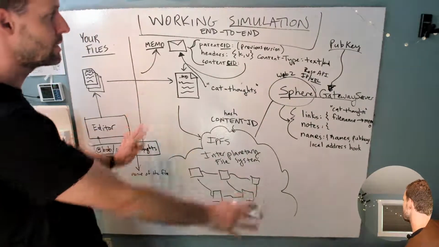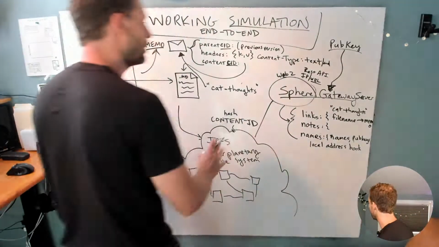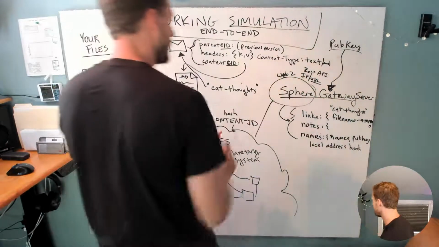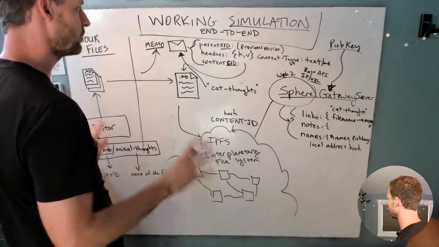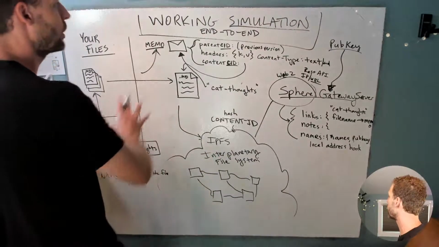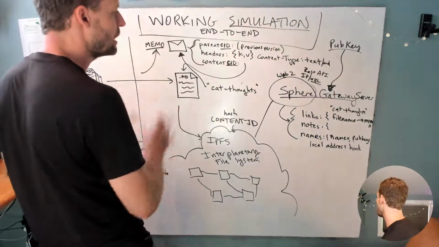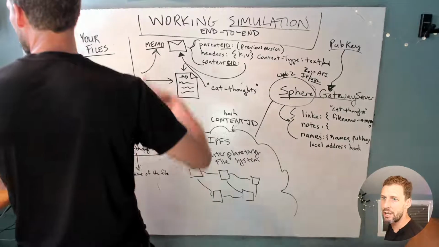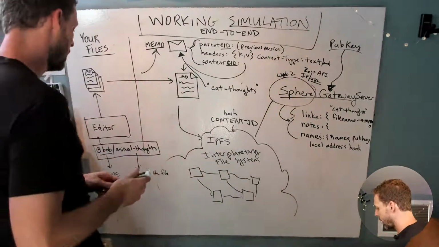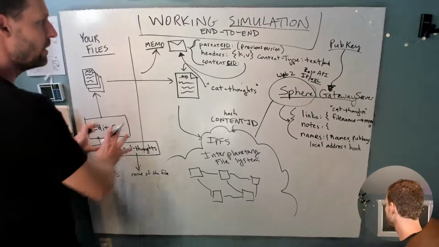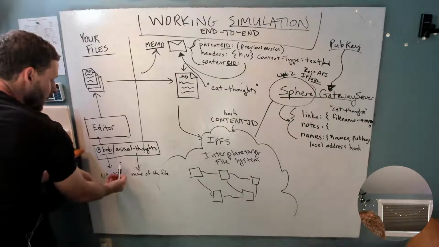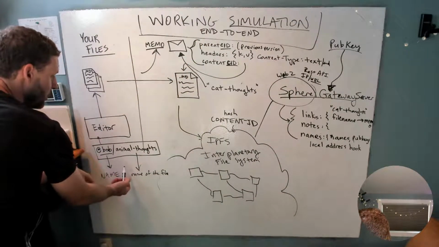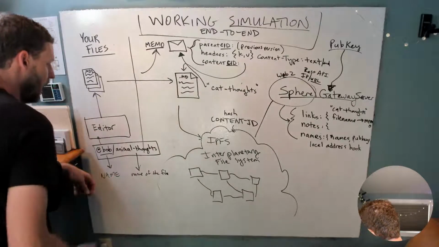We haven't even gotten to UCANs and how that works, where you're going to delegate permissions to the gateway server. But I think I'm going to leave UCANs entirely out of the picture for now, so that we can get the working simulator working end to end without any authentication or authorization, and then layer on authentication and authorization. But anyway, all of this structure exists so that you can reference other people's notes inside your file.